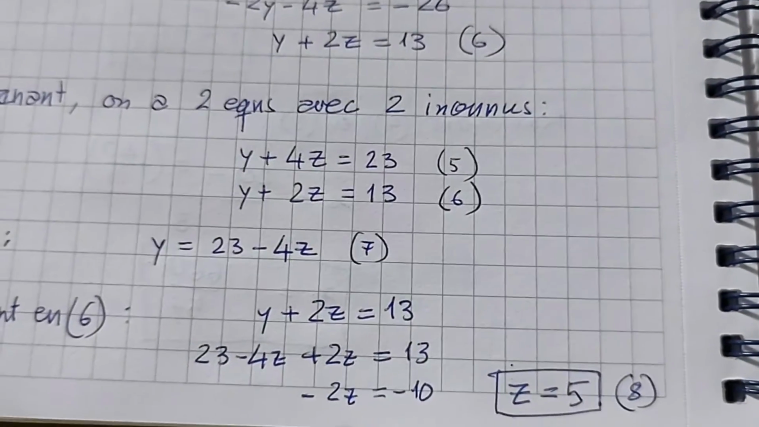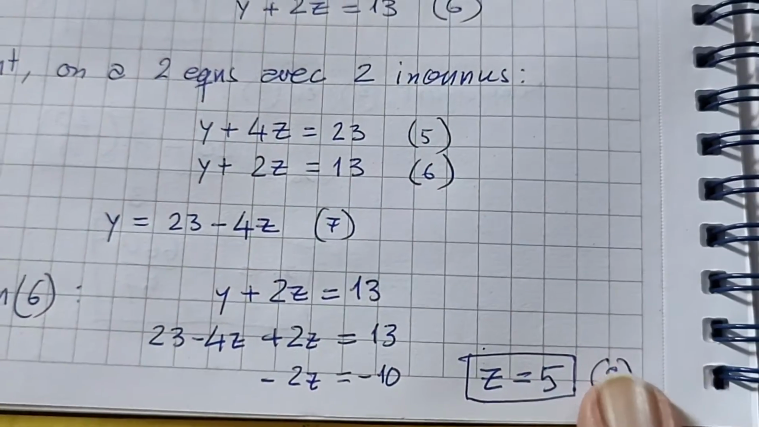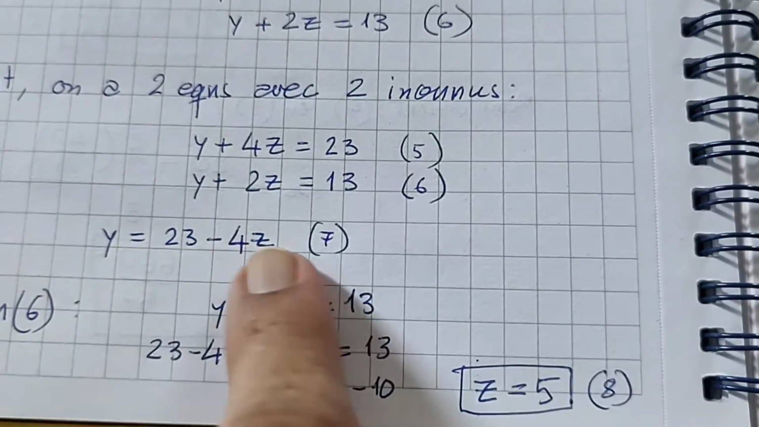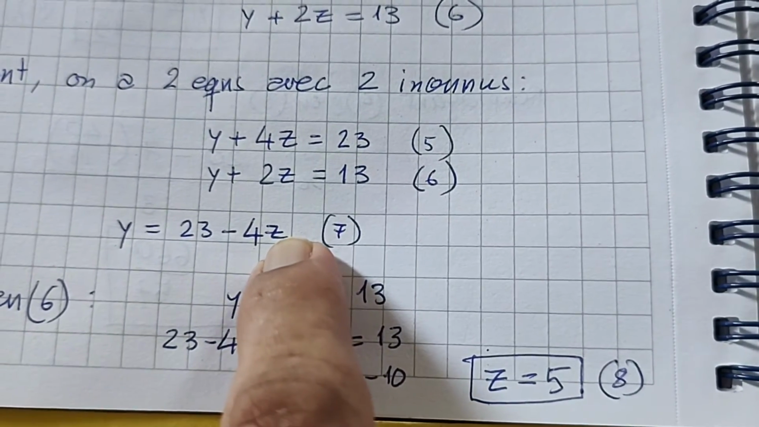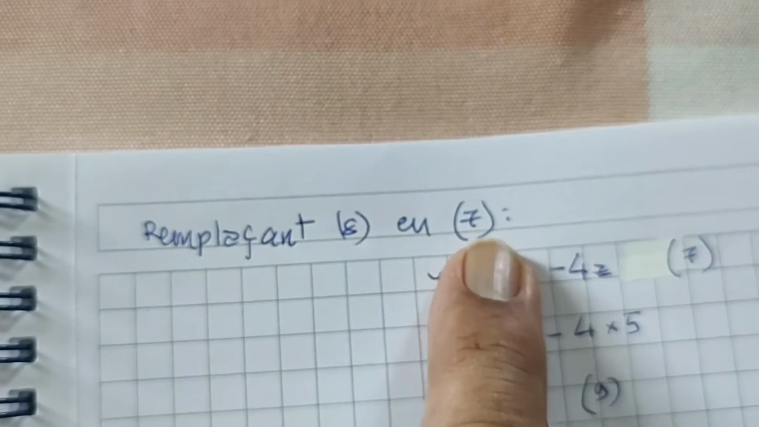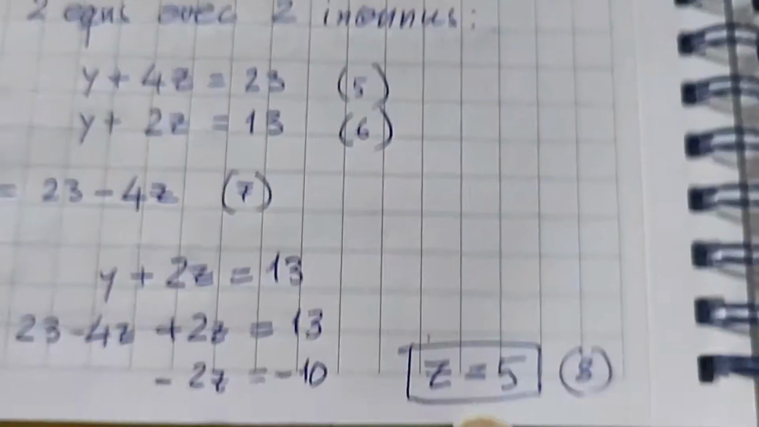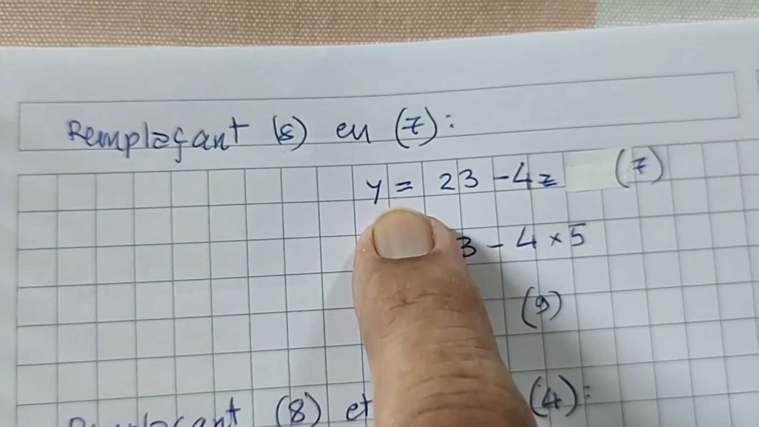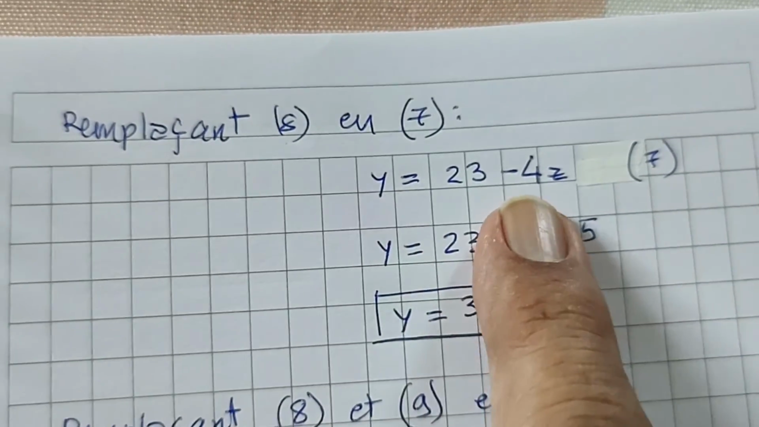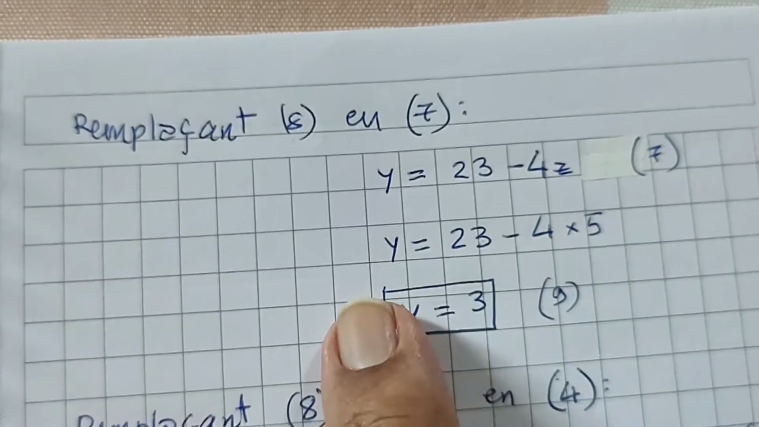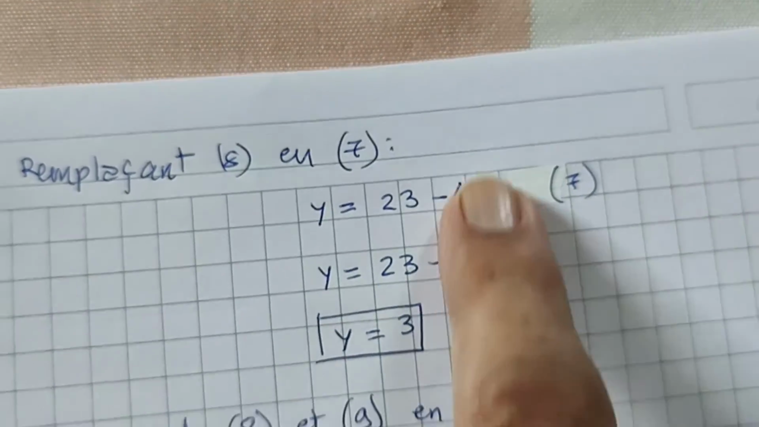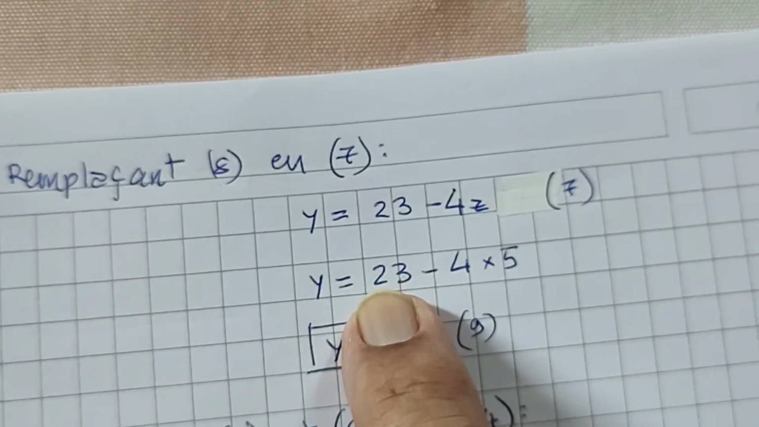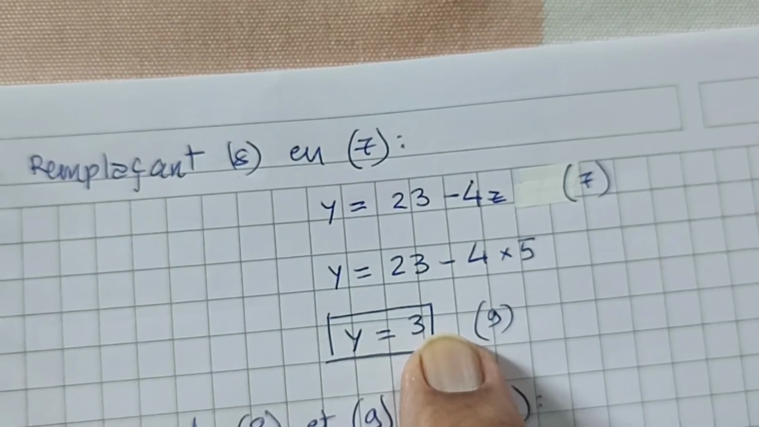Now what do we do with this? Well, now that we know z is equal to 5, we know y is equal to this, so in the place of z here, we can put this. That is what we do. Remplaçant 8 en 7. So this is 8 and this is 7. Equation 7 is y est égal à 23 moins 4z. I put in 23 minus 4 into 5. Z we have found out is 5. So this will be 23 minus 20 and y is equal to 3.